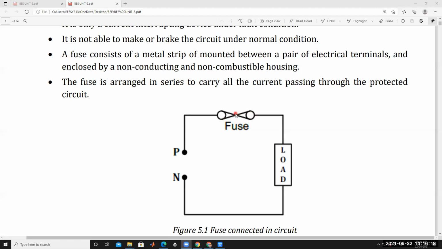This fuse is connected after the energy meter. Like this, after the energy meter, the fuse is connected in series with the load. If any fault occurs, a huge amount of current passes through the fuse, and the fuse melts immediately and opens the circuit, opening your load and protecting your devices. Like this, the fuse operates.